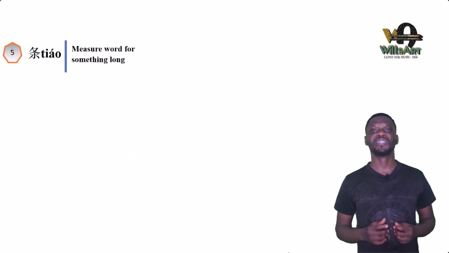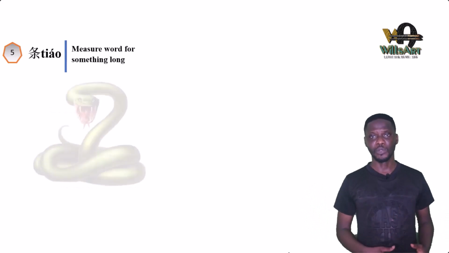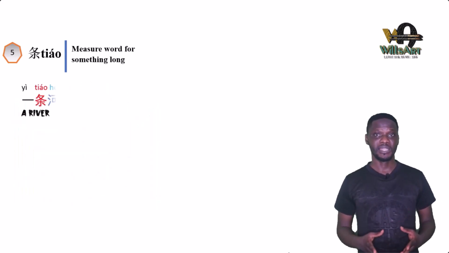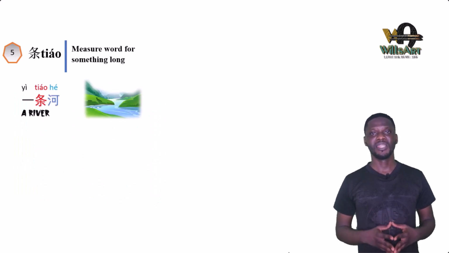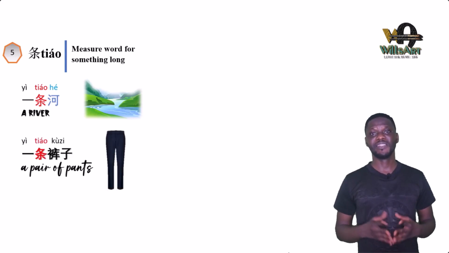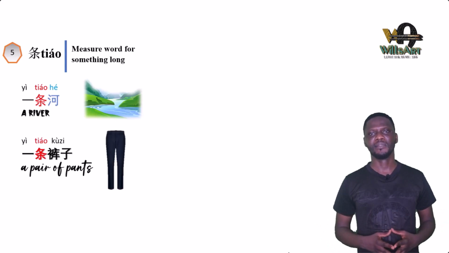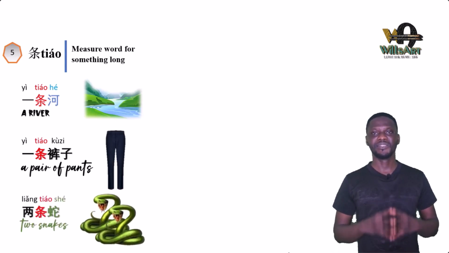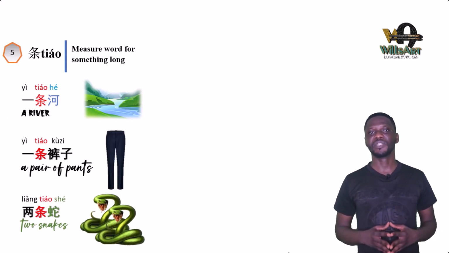The fifth measure word we're looking at is tiáo. Tiáo is a measure word we use for something that is long. For example, a rope, a snake, or a river. So you can say something like 一条河, which means a river. You can also say 一条裤子, a pair of pants. Or you can say something like 两条蛇, which means 2 snakes.